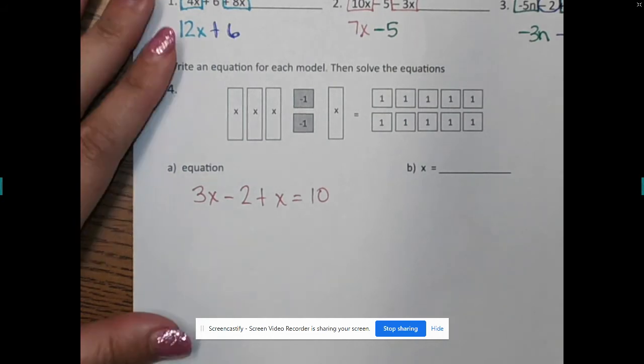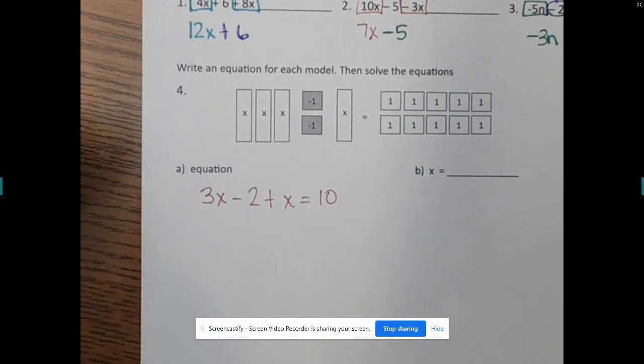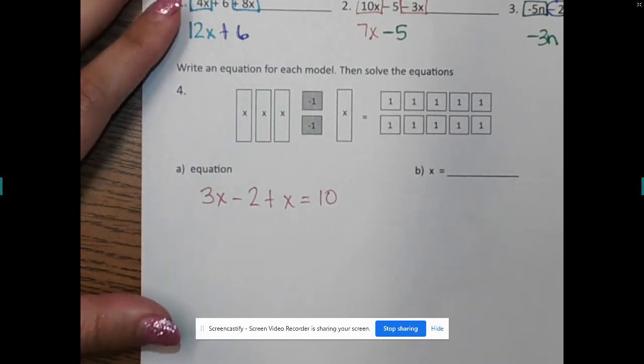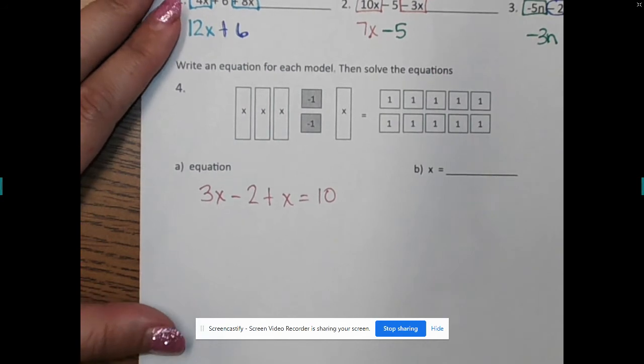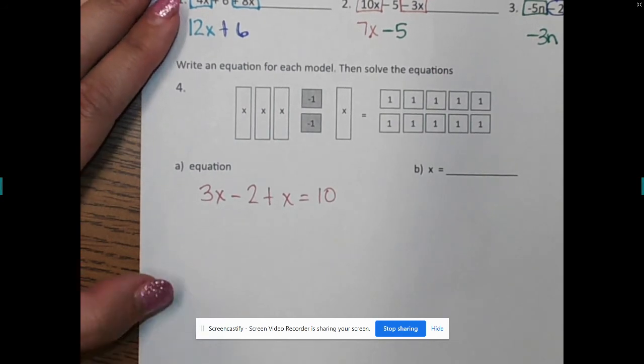Okay, so this is exactly what we did last week, exactly what you did in 7th grade, except you have to combine first. Fill them up. Okay. So, is there anything to combine?